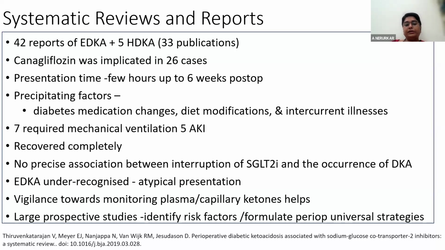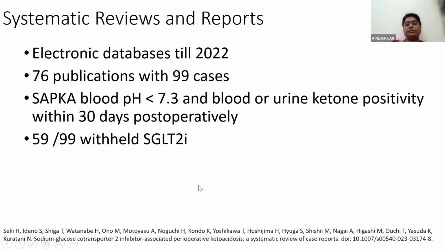7 of them required mechanical ventilation, 5 went into acute kidney injury, but fortunately they recovered completely. The authors could not find the precise association between the interruption of SGLT2 inhibitors and occurrence of DKA, but they did recognize that it was an atypical presentation because it was not associated with hyperglycemia. And they recommended that there should be vigilance towards monitoring plasma and capillary ketones, and large prospective studies need to be conducted to identify the risk factors, which was done in the next study.